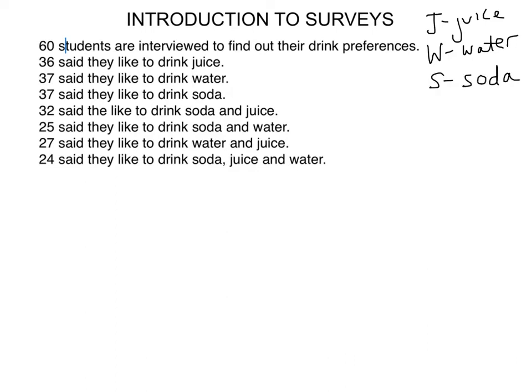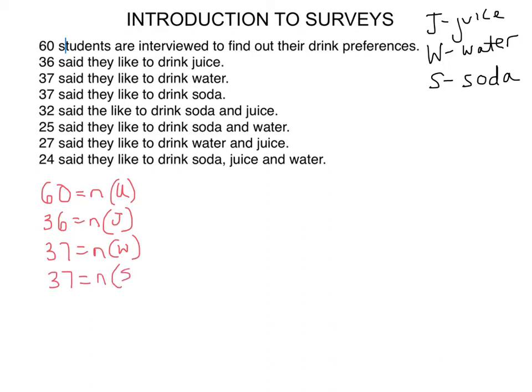So once we have that, we can translate the information that they have. The first thing we see is that 60 students are interviewed. So that means that we have 60 in total. So 60 is going to be the number of elements in our universe, because that's how many students altogether are interviewed. Next, we see that 36 said that they like to drink juice. So 36 is going to be the number of elements in J. 37 will be the number of elements in W. And 37 will also be the number of elements in S.